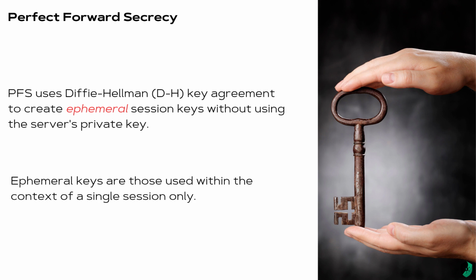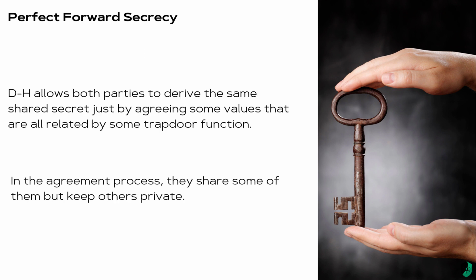So rather than having the key run through the entire communication between the sender and the recipient, we can use ephemeral keys that would work with just one single session only. So the DH, the Diffie-Hellman, allows both parties to derive the same shared secret just by agreeing some values that are all related by some trapdoor function. Now, in the agreement process, they share some of them, but keep others private. That's how perfect forward secrecy works.